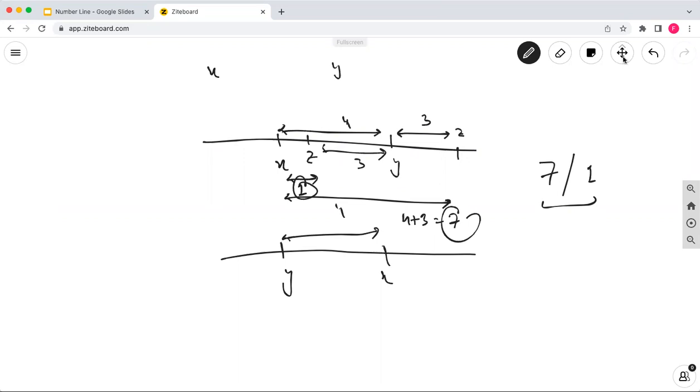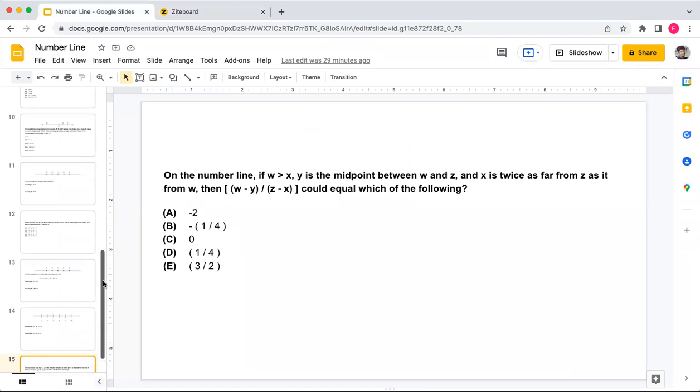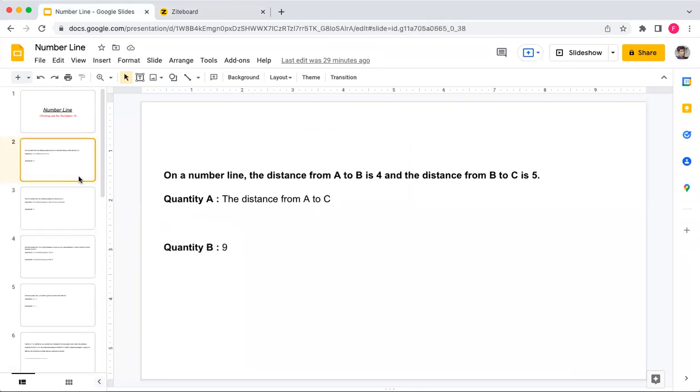Okay, so let's quickly move to the question. So now tell me what the answer is for this. It's just the same question, same concept we discussed right now. Okay, so what's the answer for this?